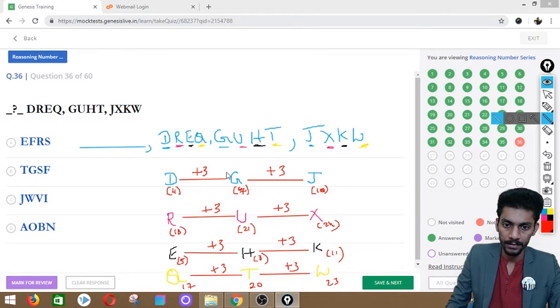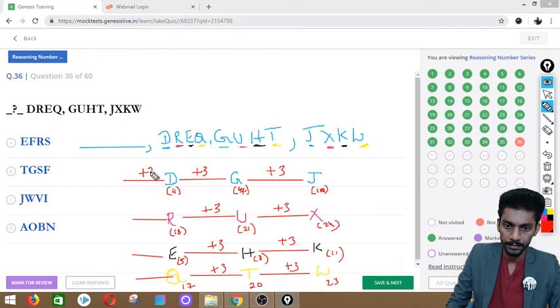So that means even here there should be plus 3 happening. Yes or no? There should be plus 3 happening. So this should be plus 3, there should be plus 3, plus 3 and plus 3. Correct? From 1 plus 3 you get 4. And here it is 15 plus 3, it is 18. So 2 plus 3 is 5. Similarly here 14 plus 3 is 17.